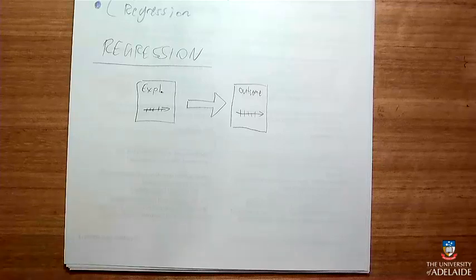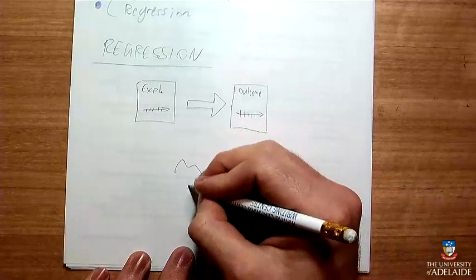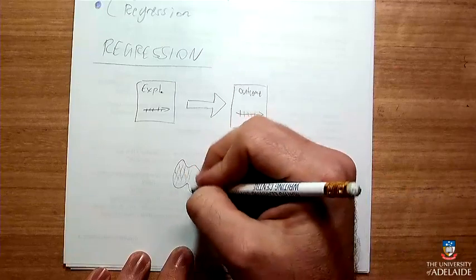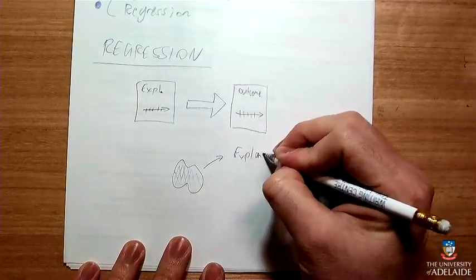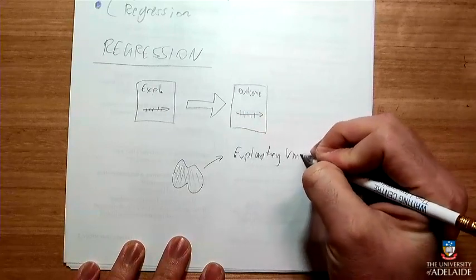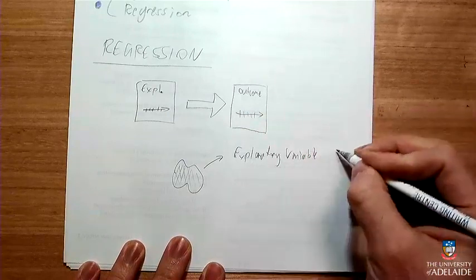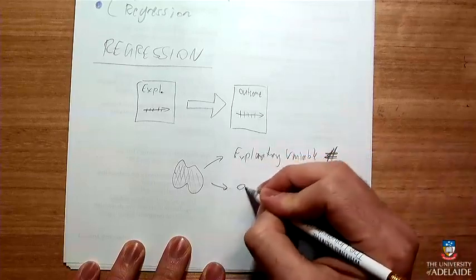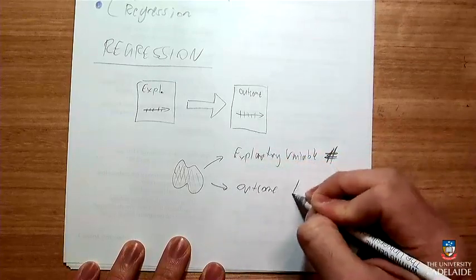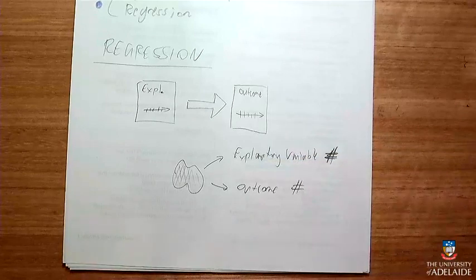So the idea is that every object has these two measurements on it. And this is how I think about it. There is an object of some sort, and it has two things measured on it. It has an explanatory variable which is some sort of number, and an outcome, which is some sort of number. Every object has those two things measured on it. And your data will reflect that.